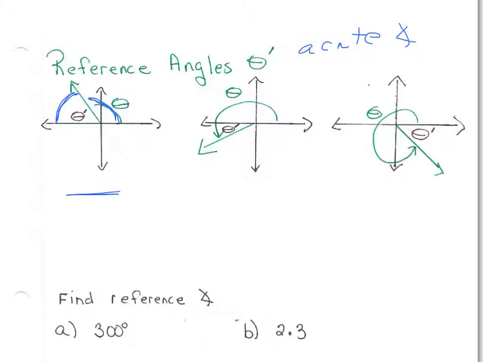But in quadrant 2, the reference angle is the acute angle formed by the terminal side of your angle and the x-axis. So to find your reference angle, you subtract theta from either pi or 180. If we're in degrees, we subtract theta from 180 degrees to get our reference angle. If we're in radians, we subtract theta from pi.